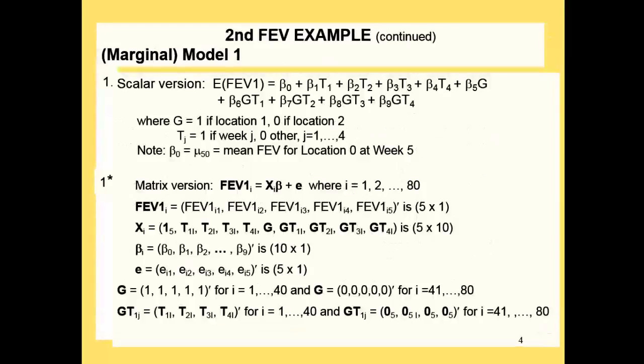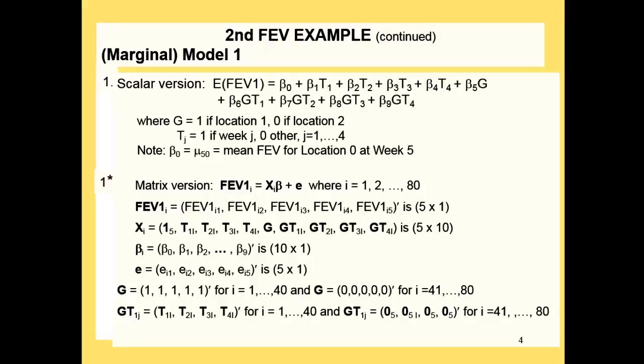Now, when you consider the model that corresponds to this, there's the scalar model and there's the matrix model. Just look at the scalar model. I showed you this last time. Okay, what's in the scalar model? I'm repeating, but I don't think it hurts to repeat. You notice there are 4 T variables in there. What do they reflect? 4 dummy variables for the 5 weeks, right? What does the G variable reflect? The location. And what do the GT variables represent? Interaction of location with time, okay? That's what this model does.